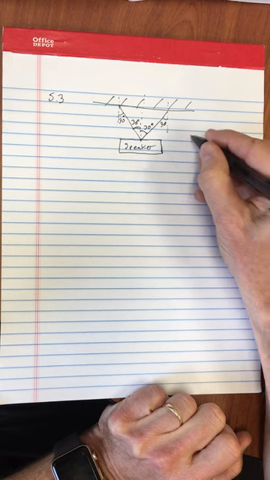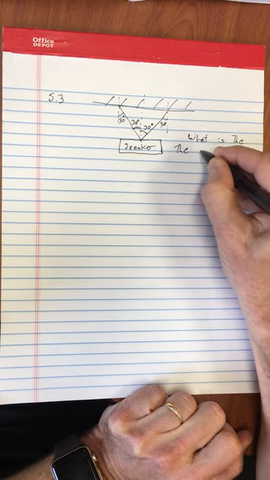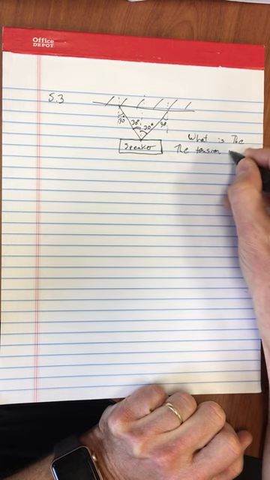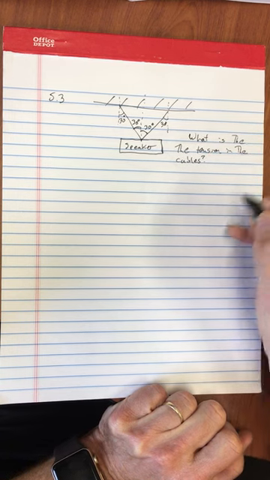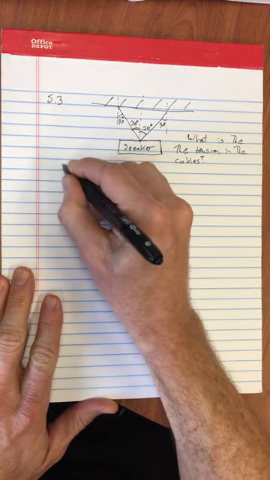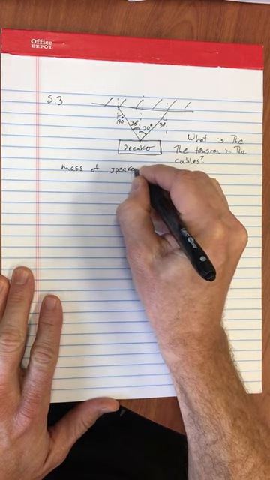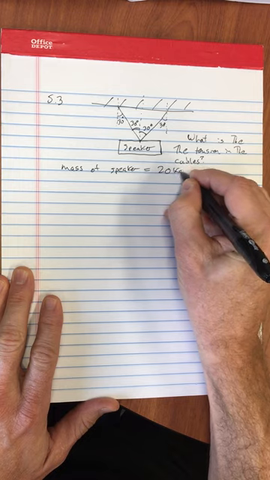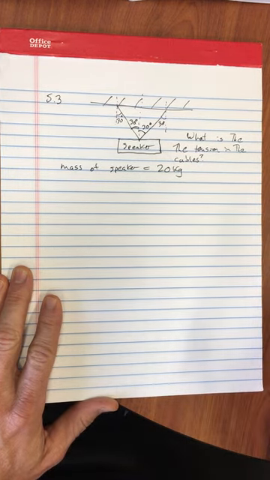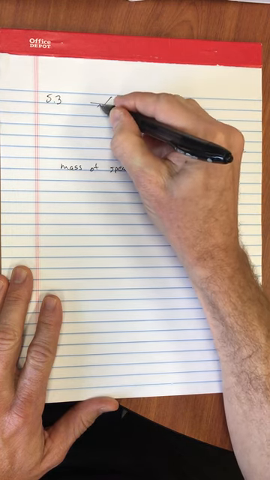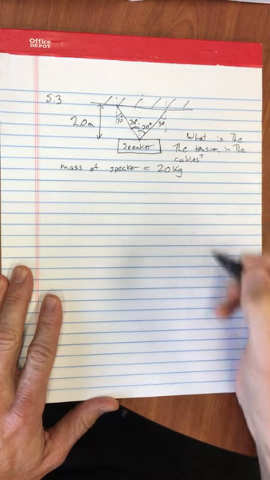And the question is, what is the tension in the cables? We are given that the mass of the speaker is 20 kilograms, and that the speaker's suspended, stationary. We're also told that the distance of the speaker from the ceiling is 2 meters.